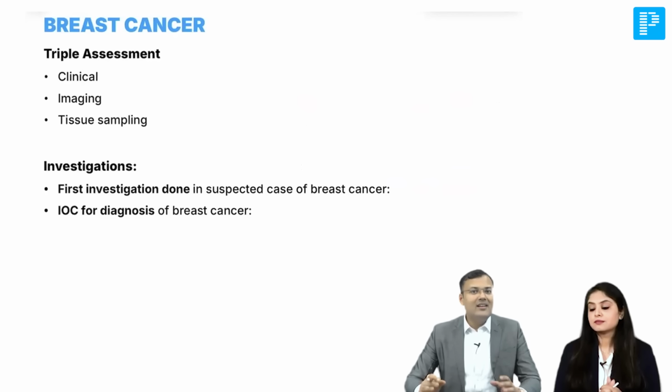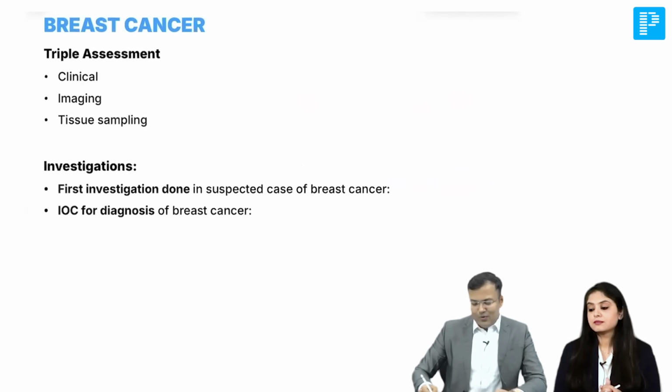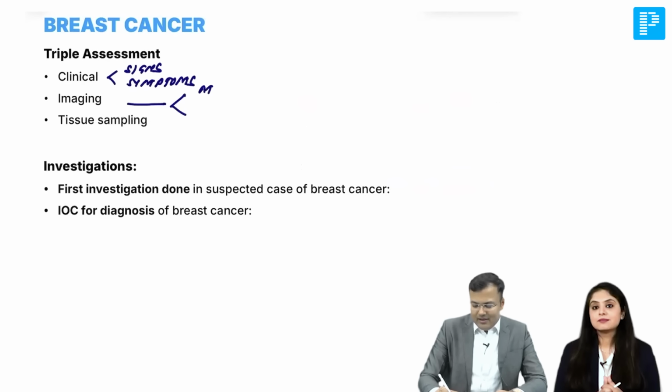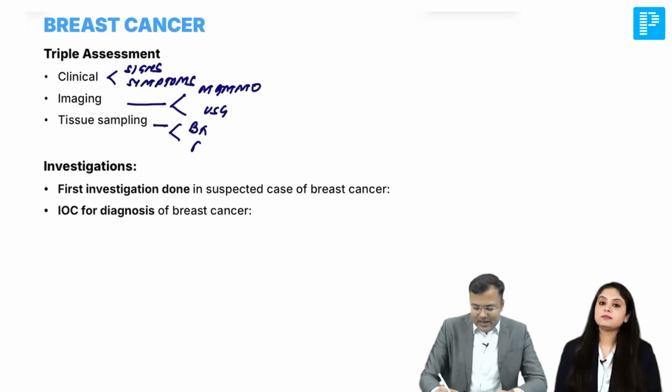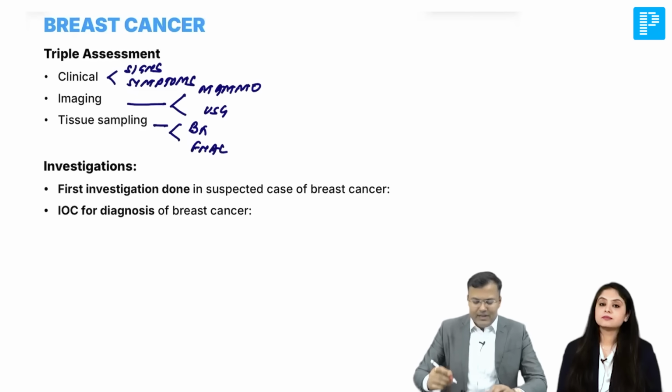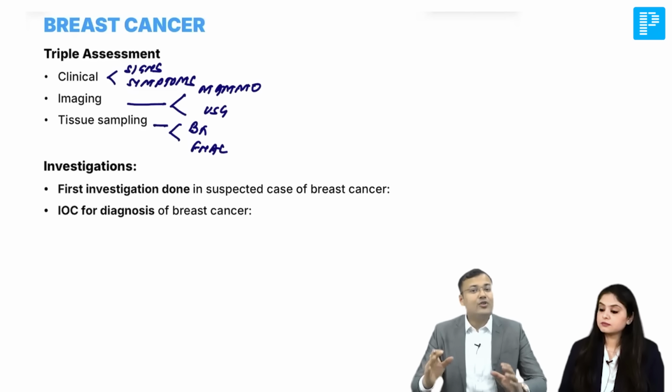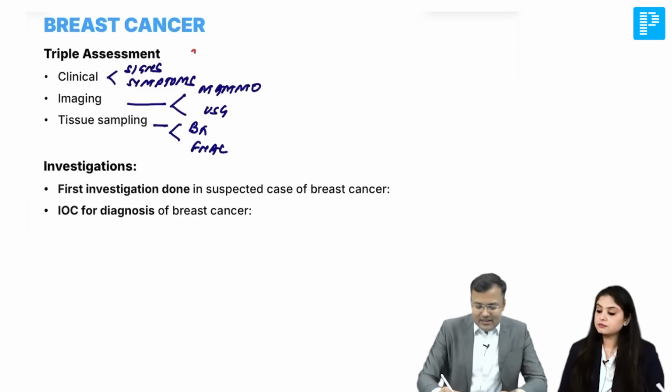So guys, this is known as triple assessment, and you can see what the components of triple assessment are. Clinical signs and symptoms. Clear? Imaging. In imaging, we are going for MRI, mammography, and we are going for ultrasound here. And tissue sampling, we are going for biopsy and FNAC. The question which is asked frequently: how much is the positive predictive value of triple assessment? It is almost 100%. Guys, this is 99.9%.